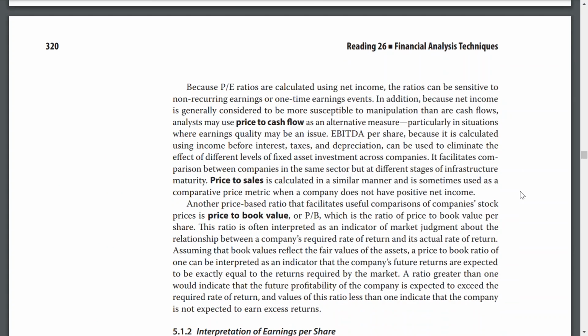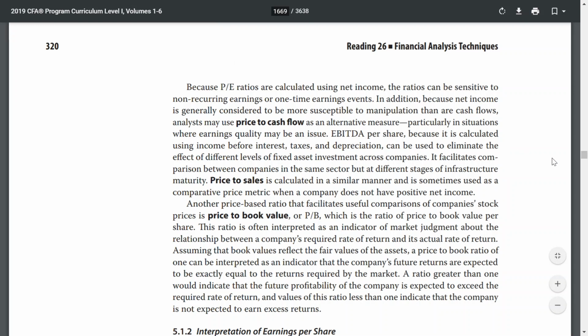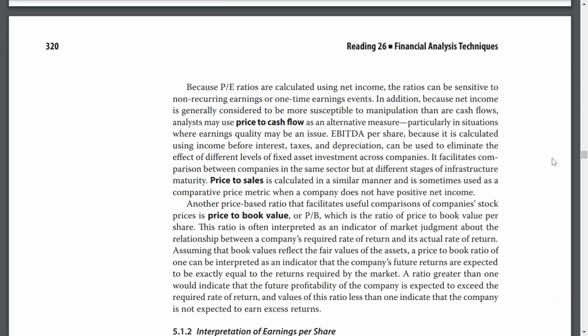Because PE ratios are calculated using net income, the ratio can be sensitive to non-recurring earnings and one-time earning events. In addition, because net income is generally considered to be more susceptible to manipulation, cash flow analysts may use price to cash flows as an alternative measure, particularly in situations where earnings quality may be an issue.